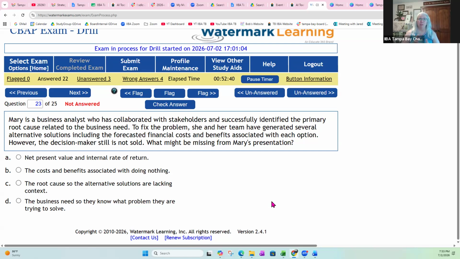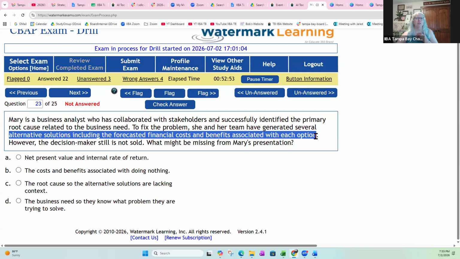So she's making a business case. She's done a comparison of several alternative solutions, including the forecasted financial costs and benefits associated with each option. So she's missing something. Is she missing the net present value and internal rate of return? The costs and benefits associated with doing nothing? The root cause, so alternative solutions are lacking context? Or the business needs so that they know what problems they are trying to solve?